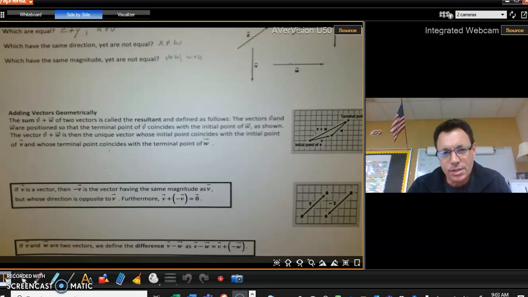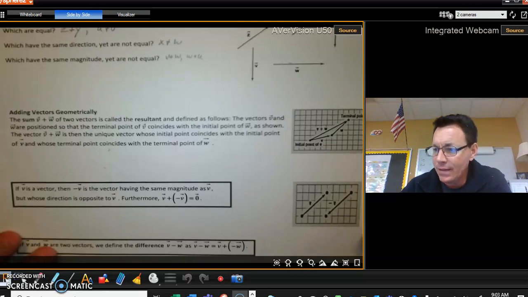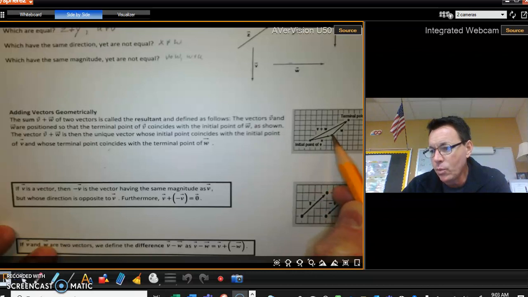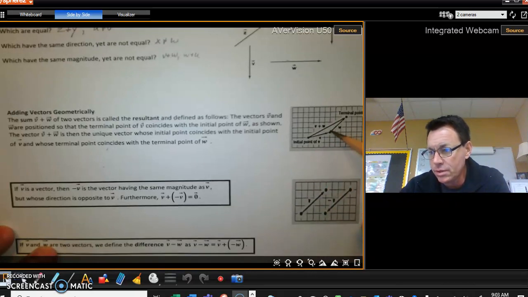There are two different ways to add vectors. I like to add them using the tip to tail method, where this is vector V. Vector V is going in this direction. It starts here and stops here. And then where vector v stops, that's where we start drawing vector w. So vector w starts here and stops here.